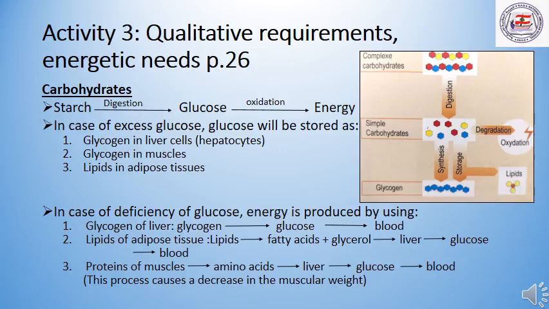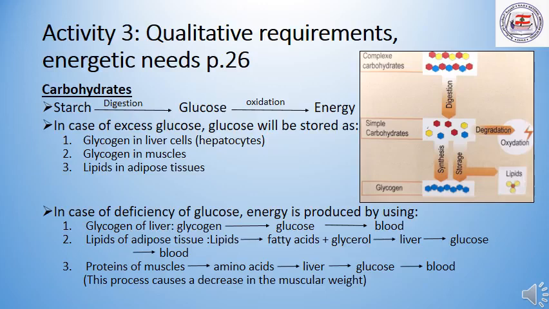In the case of deficiency of glucose, energy needs to be produced. How are we able to produce energy? We are able to produce energy by producing glucose in three ways. The first way to obtain glucose is by using the glycogen of the liver. Glycogen is decomposed into glucose, which is going to be released into the blood.